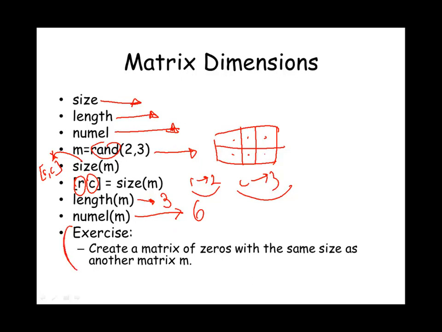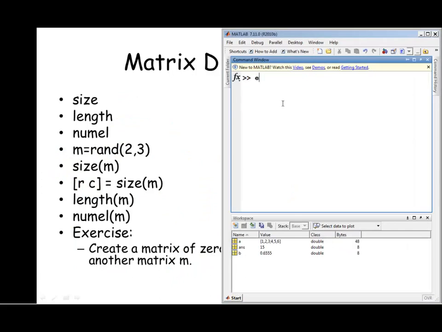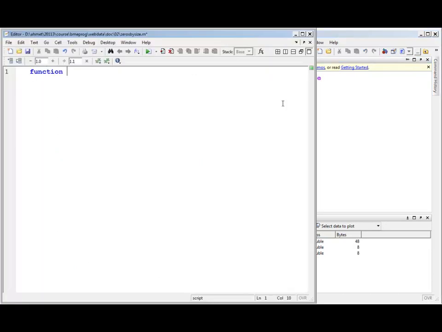Let's work on this MATLAB exercise and create a matrix of zeros that has the same size as another matrix M. Let's solve this problem by writing a function. Let's call our function zerosBySize. We will first write the function header. Out equals zerosBySize m.